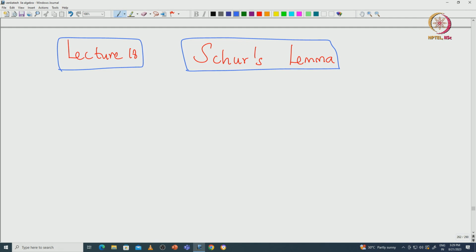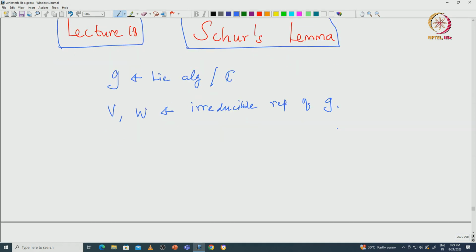So we start with again a Lie algebra G, and let's take two different representations, let's say V and W. Both of them are representations of G. We will take them to be irreducible representations of G. Then if we have a G module map phi from V to W, we want to understand what all the possibilities for this map are.